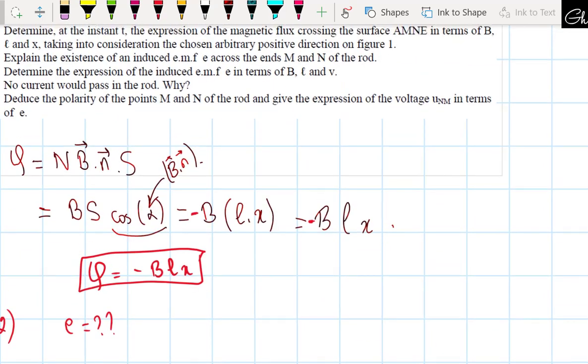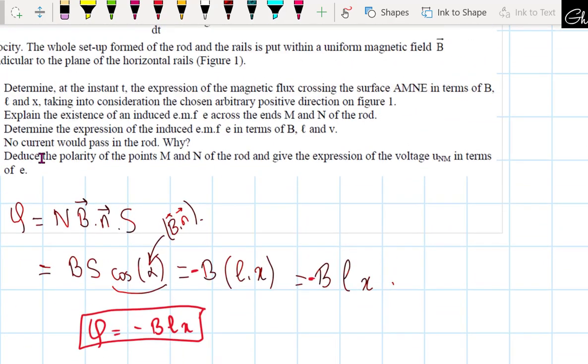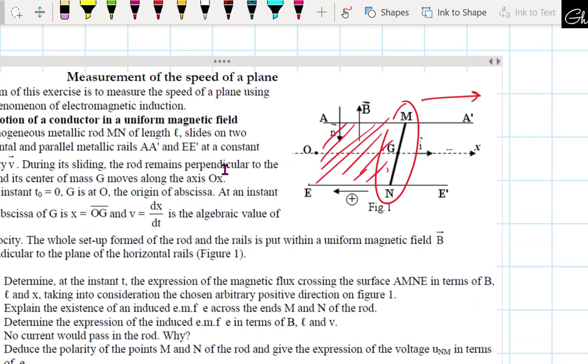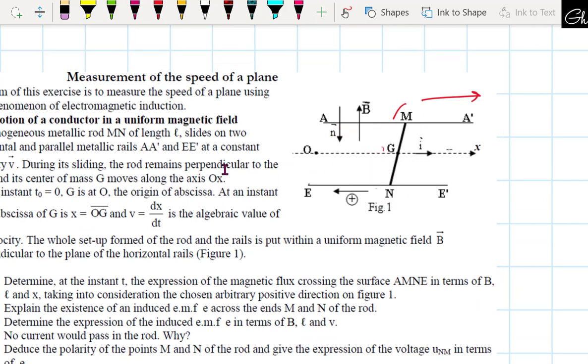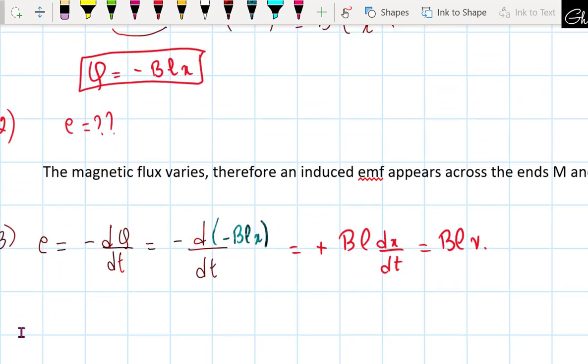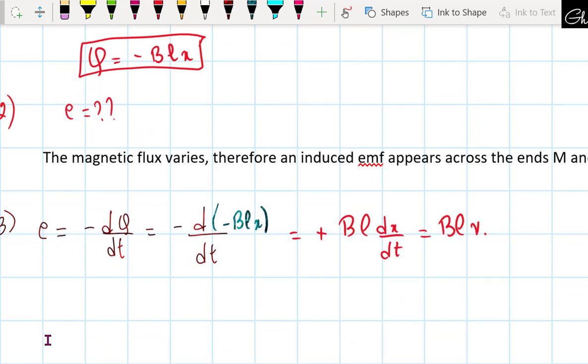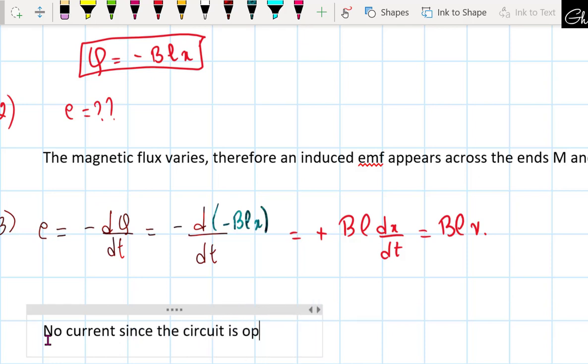Now let's move to part 4. In part 4 they said no current will pass in the rod. Why? It's clear that there is no closed circuit, so current will not pass in this rod. If we just close the circuit here by adding a wire with a resistor or with something like a galvanometer, then the current will start circulating in this rod. But since there is an open circuit, no current will flow. So in part 4, no current since the circuit is open.